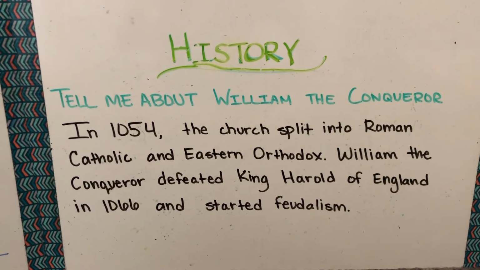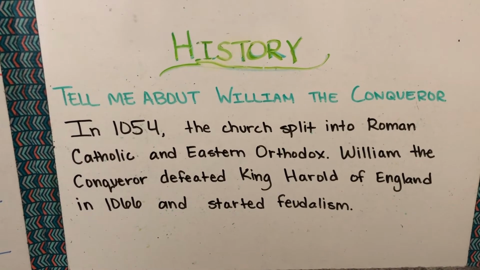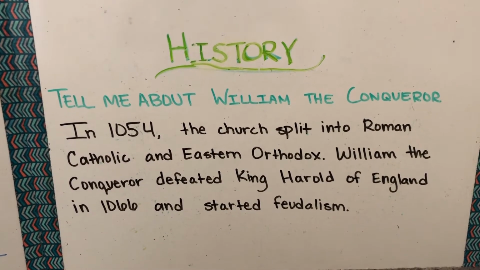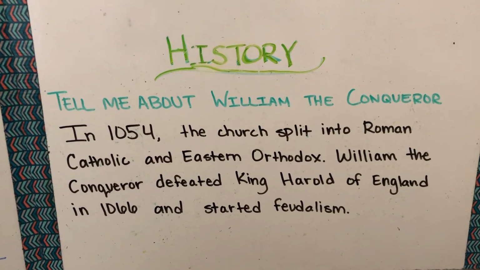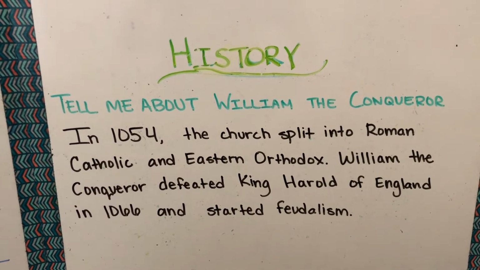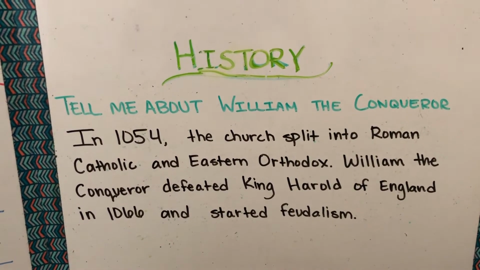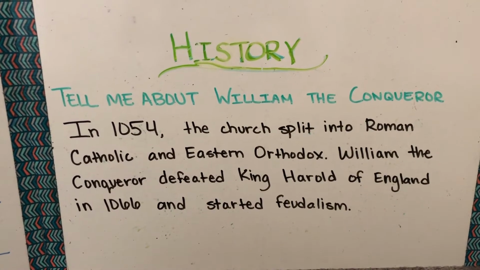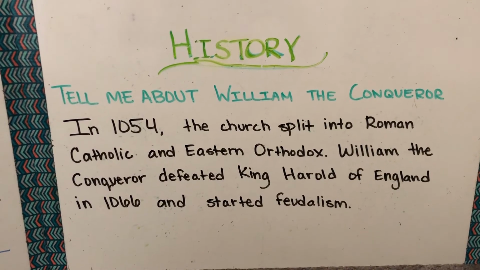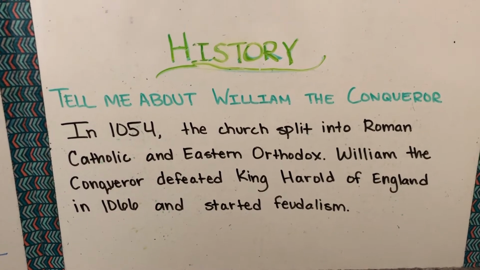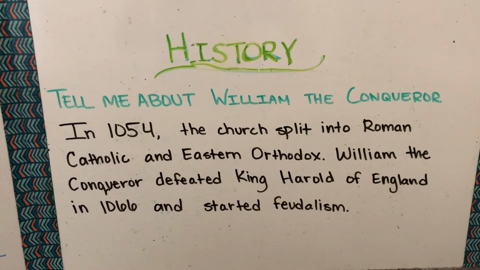In 1054 the church split into Roman Catholic and Eastern Orthodox. William the Conqueror defeated King Harold of England in 1066 and started feudalism.